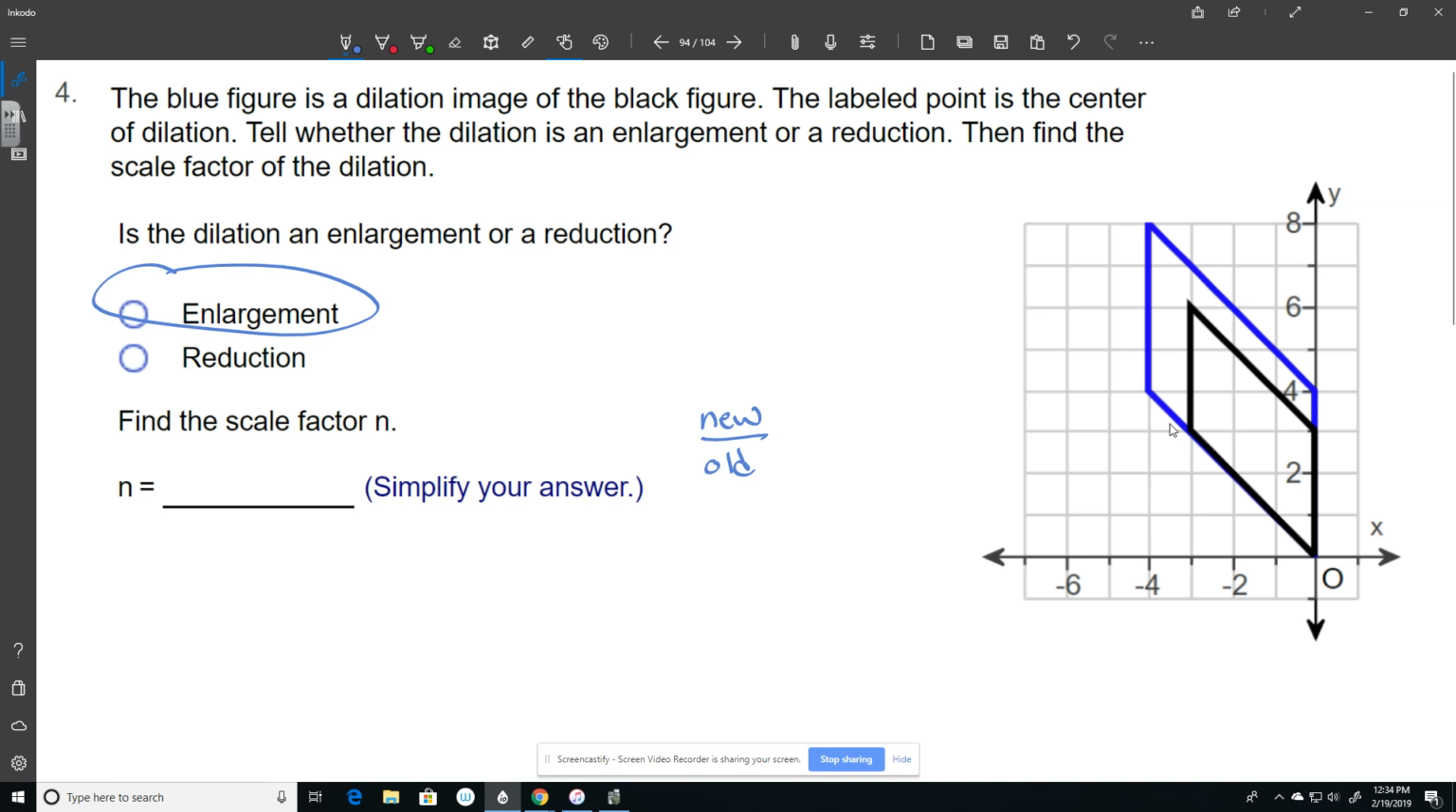So I want my new shape first, which is 1, 2, 3, 4. So my 4 goes on top. And then my old shape, that same part, is 1, 2, 3. So 4/3 is simplified like it wants. And that would be my scale factor. That means I take my old shape, multiply everything by 4/3 to get the big blue shape.